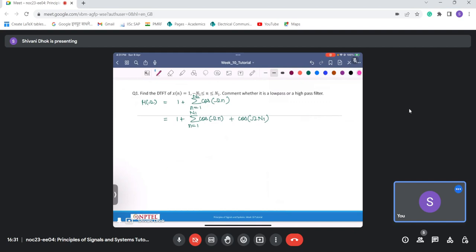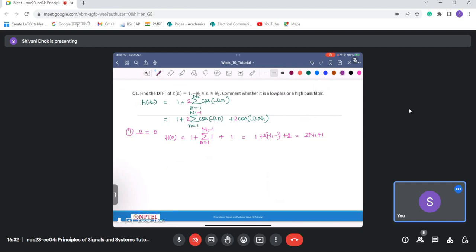So let's check at two frequencies. The first one is when omega equals 0. Then H of 0 comes out to be 1 plus, this will all be cos 0, which is 1, so the sum from n equal to 1 to N1 gives N1, and it is 1 plus 2 times N1 minus 1 plus 1. Yeah, I missed a factor of 2 here. So it's basically 2 N1 plus 1. Now this is not equal to 0.